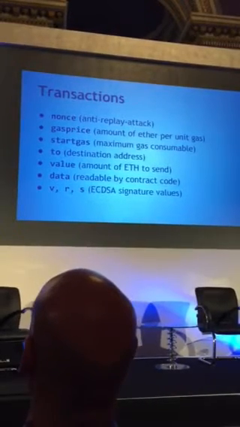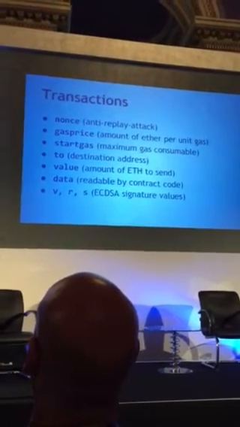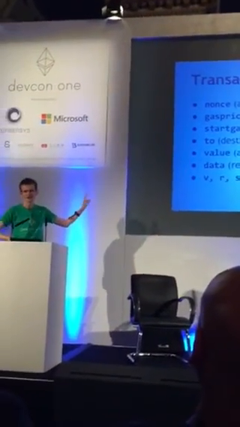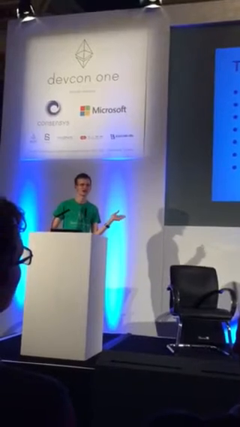V, R, S are values in an elliptic curve signature. If you're familiar with cryptography, you've probably seen the R and the S. The V value is basically an extra flag needed to do public key recovery. So basically, instead of checking the signature against the public key, you actually derive the public key from the signature.